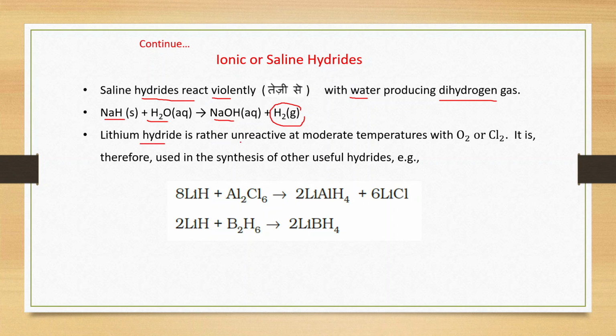Lithium hydride is rather unreactive at moderate temperatures with O2 or Cl2, so it is used in the synthesis of other useful hydrides. For example, when lithium hydride reacts with aluminum chloride, that is, the dimer of aluminum chloride, it will form lithium aluminum hydride. This is a very useful reducing agent in organic chemistry. In the same way, when lithium hydride reacts with diborane B2H6, it will produce lithium borohydride. Again, this is used as a reducing agent in organic synthesis.